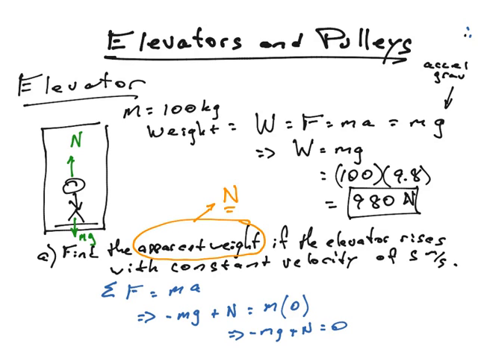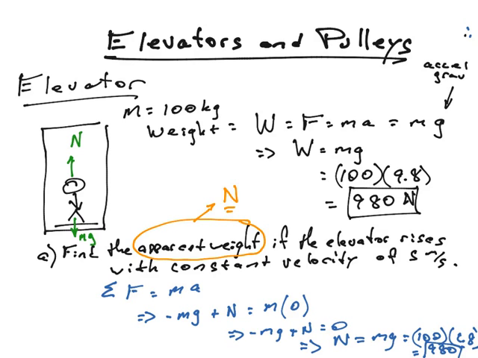So here's my equation: minus mg plus N equals 0. Solve it for N. Bring the mg to the other side. N equals mg. Plug in my numbers. M is 100. G is 9.8. So I get 980. What does that mean?